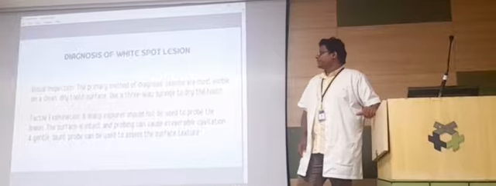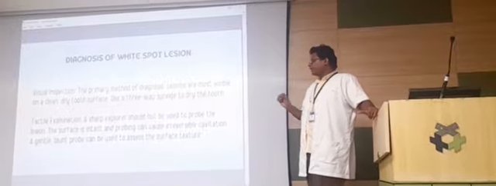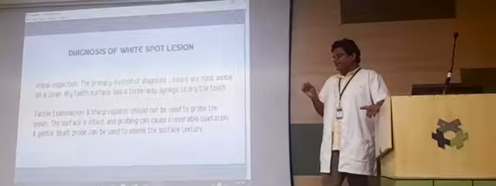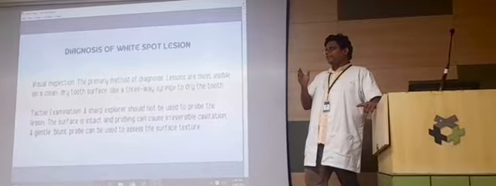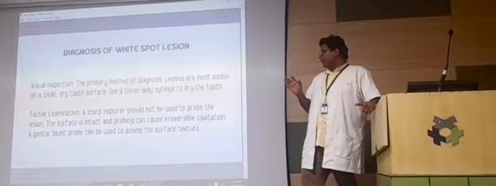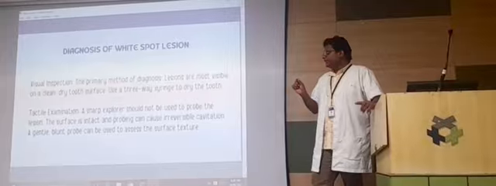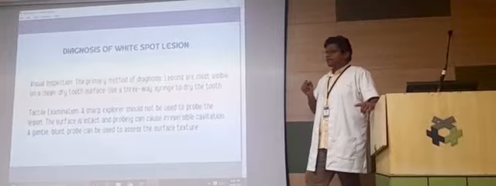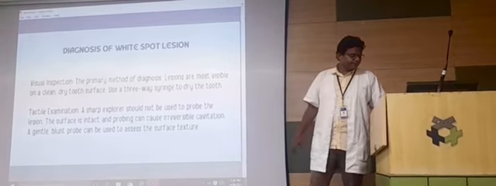Next is the tactile examination. A sharp explorer should not be used to probe the lesion because the outermost layer is soft and is the whitish, opaque layer. So the surface is intact, and probing can cause irreversible cavitation. A gentle blunt probe can be used to assess the surface lesions.